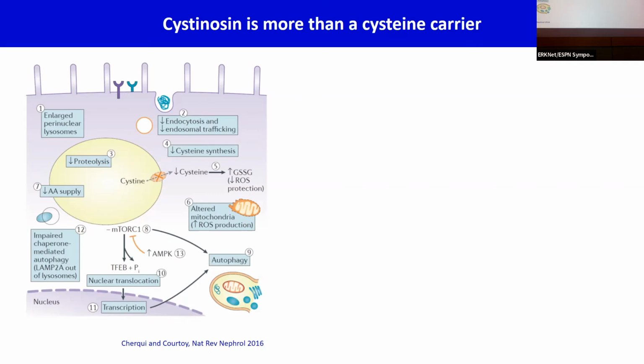So in addition to the accumulation of cystine in the lysosome, so a lysosomal storage disease, we now know that trafficking inside these cells is impaired. We know that there is altered autophagy, that the mTOR pathway is probably activated, and that the TFEB transcription regulation is also upregulated in these cells.